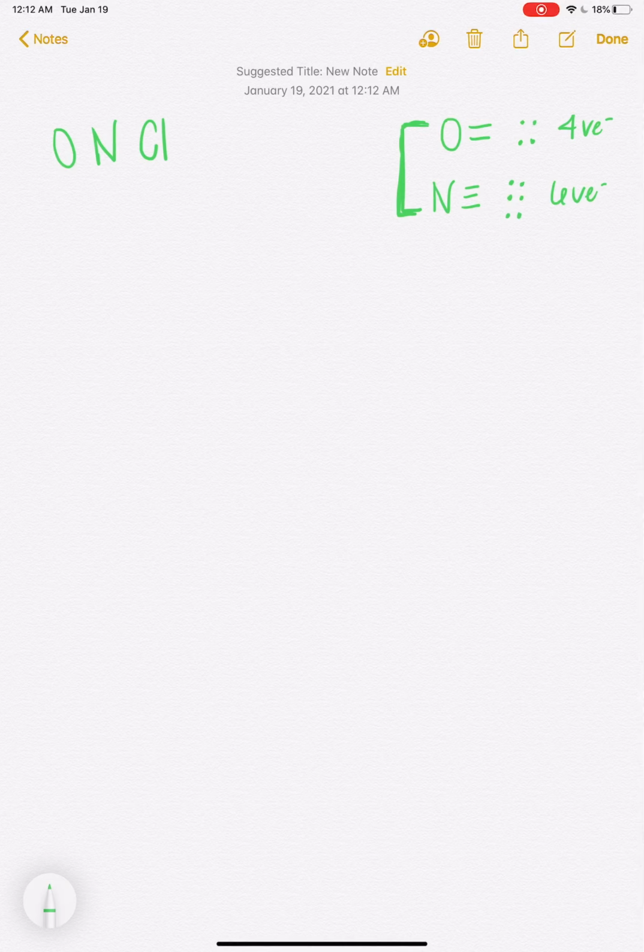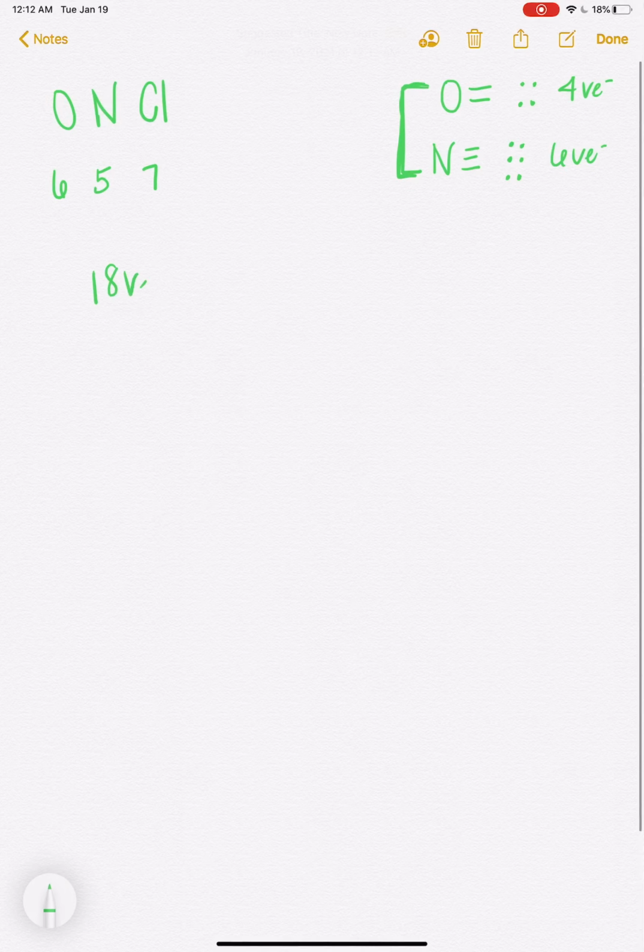So let's add up our valence electrons that we have. Oxygen is in group 6, so it's going to have 6 valence electrons. Nitrogen will have 5, and chlorine will have 7. So 6 plus 5 is 11, plus 7 more. We're going to have 18 total valence electrons, okay?